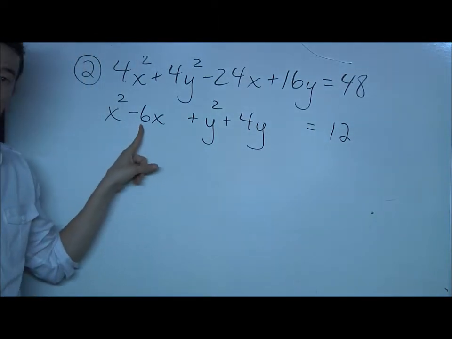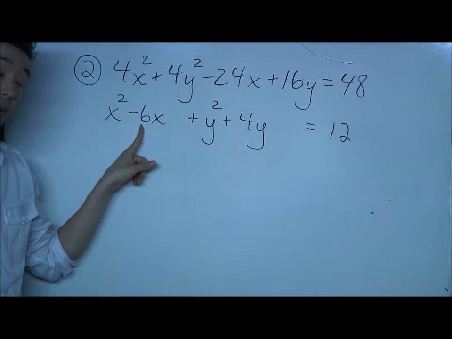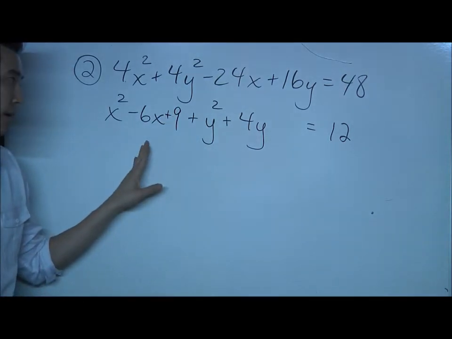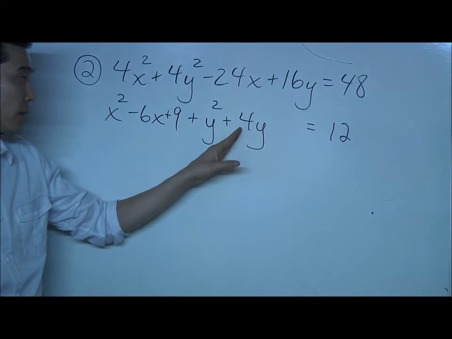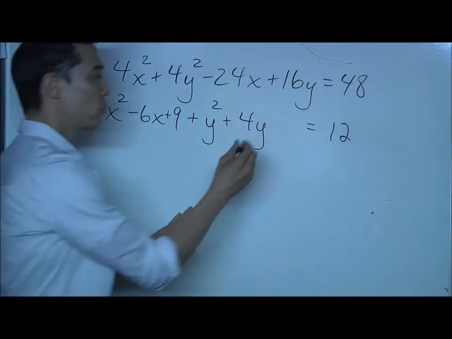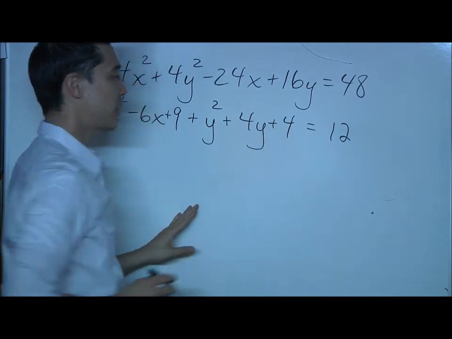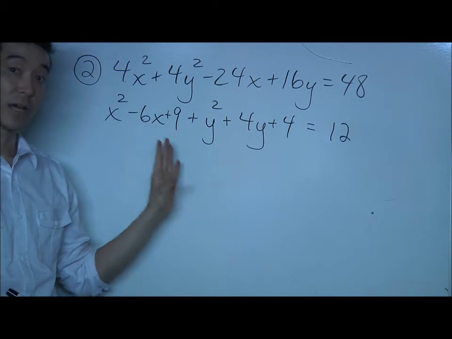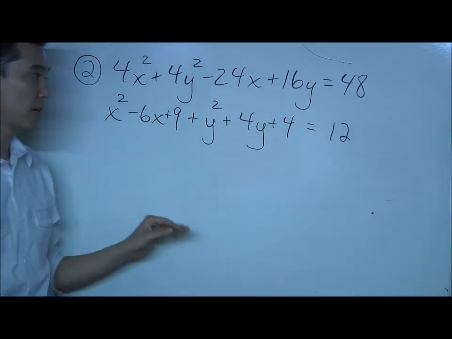So if I take half of 6, you get 3, and if you square 3, you get 9. So I need to add a 9 here to make this a perfect square. Y squared plus 4y, divide 4 by 2, you get 2, square 2, you get 4. So I need to add 4 here to make that a perfect square. So if I add 9 and 4 to one side of an equation, you absolutely have to add 9 and 4 to the other side of the equation.